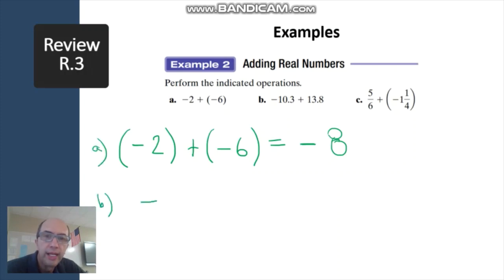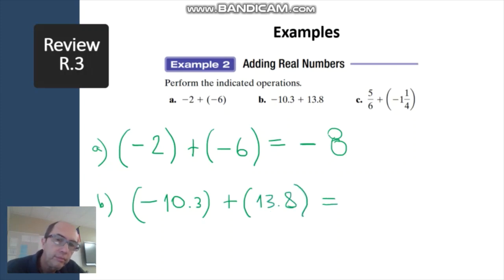B. Now you have negative 10.3. You add 13.8. See, the signs are different. So you get the larger one, subtract the smaller one, and keep the sign of the larger one. 13.8 minus 10.3 is 3.5, and you keep the positive sign.